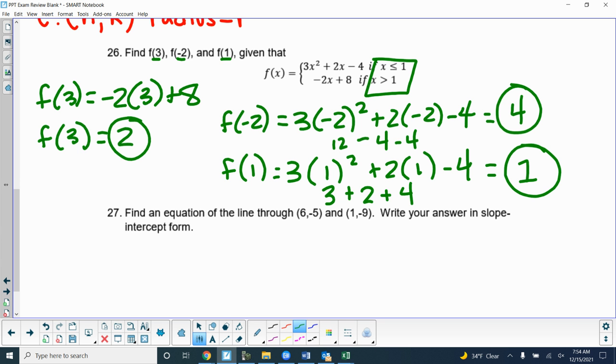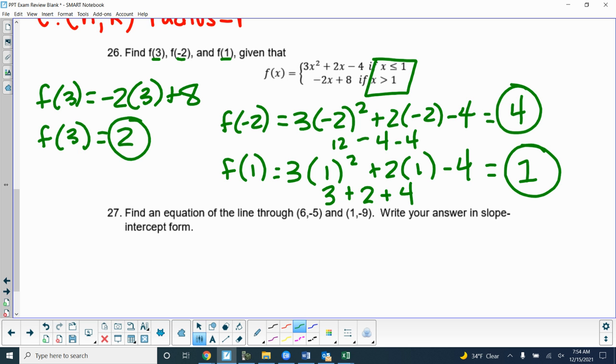You just got to figure out where to put the number that they want you to find, in for x, and which one, the top or the bottom one. So look at the inequality first to see which one it fits in, and then go straight left and put it in that function. So that one's not very tough either, is it? Okay.